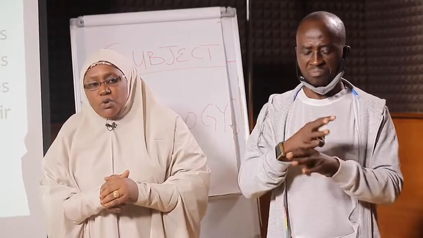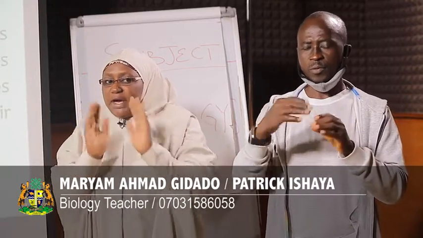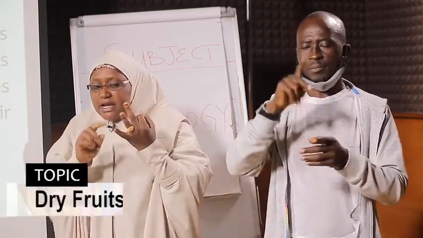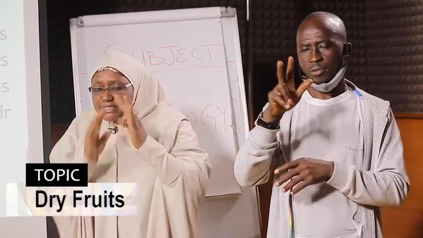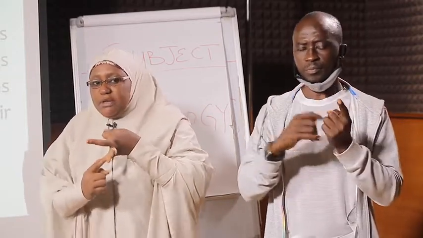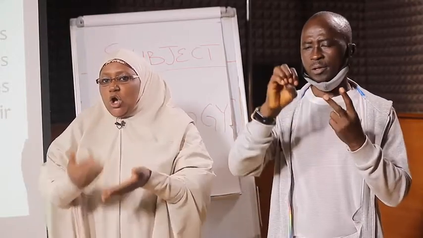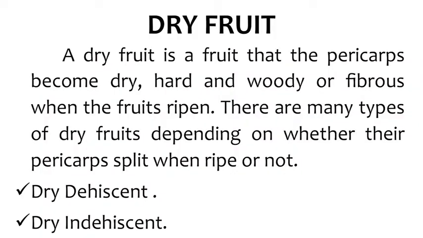When we say pericarp, we mean the outer covering of the fruit. And the pericarp has 3 layers. The first layer is the epicarp, that's the outer layer. There is another layer after the epicarp, which is called the mesocarp. Then there is the endocarp. So these 3 parts make up the pericarp. The pericarp of dry fruit always becomes dry, hard, and woody or fibrous, depending on the type of fruit.